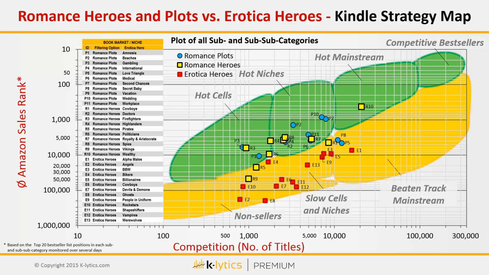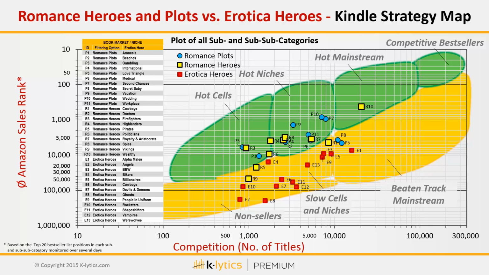So when we now bring it all together, for those of you who are already familiar with the concept of the K-lytics strategy maps, the image will look very familiar. The strategy map plots the level of sales of any given Kindle category against the degree of competition. And in this case, we did the mapping for all these three additional pieces of information: the romance themes, the romance heroes, and the erotica heroes that we just discussed. So here's the book strategy map. As said, erotica hero numbers are likely to be slightly understated.